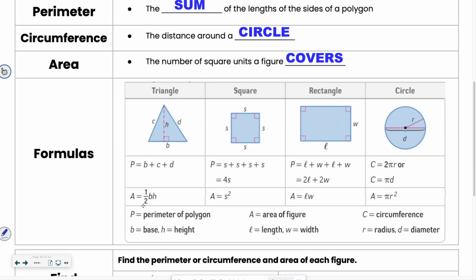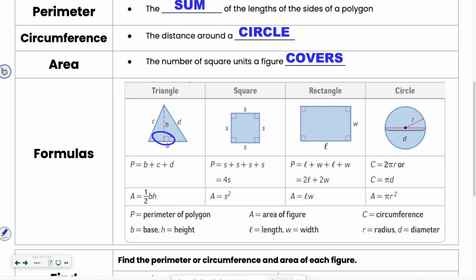Triangle. I think you can find the perimeter of a triangle, but maybe we should talk about the area. Half base times height. Always look for the right angle to help you figure out what the base and height are. Your base and height will make a right angle. Square is pretty straightforward, right? Add up all your sides. Your side times its side length is its area.